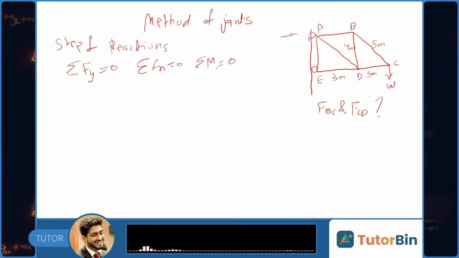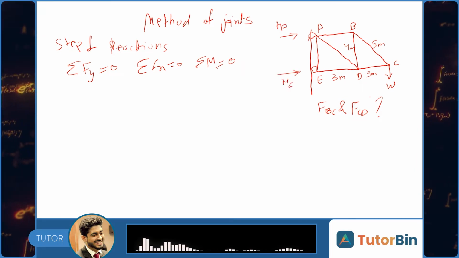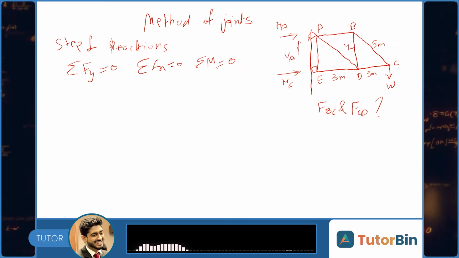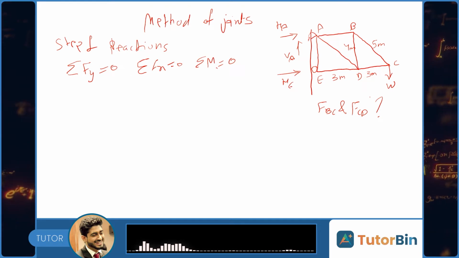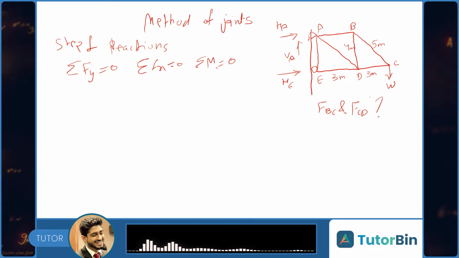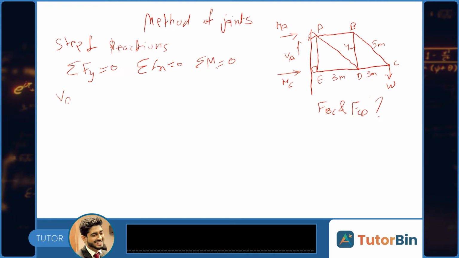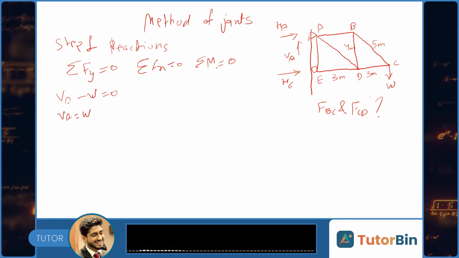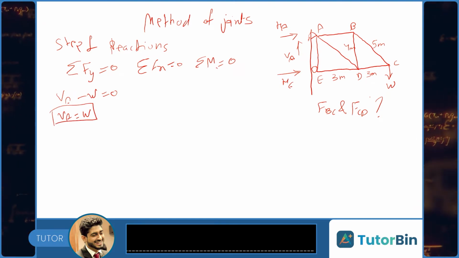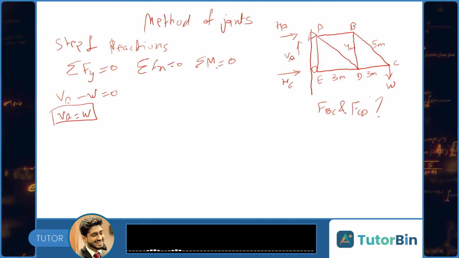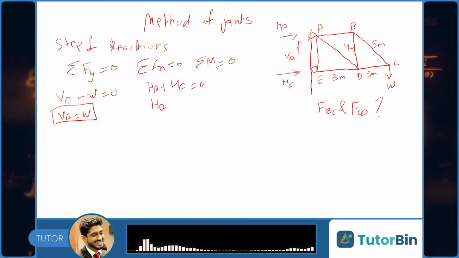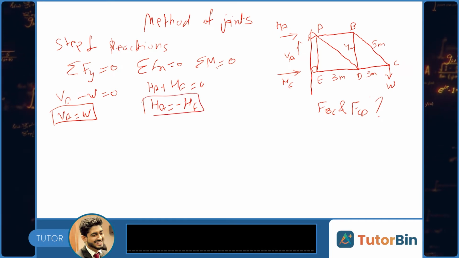Let's assume these horizontal reactions as HA and HE. There will be no vertical reaction at E because it's a roller support. The vertical reaction at point A is VA. First taking vertical forces only: VA in the upward direction and W in the downward direction sum to 0. So VA equals W. Now taking total horizontal forces, HA plus HE equals 0, so HA equals minus HE.